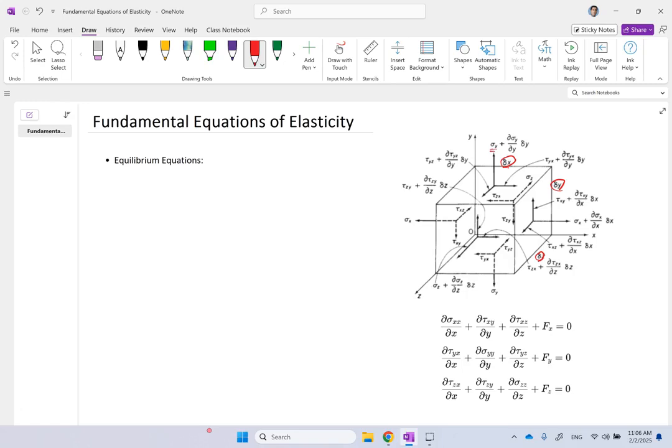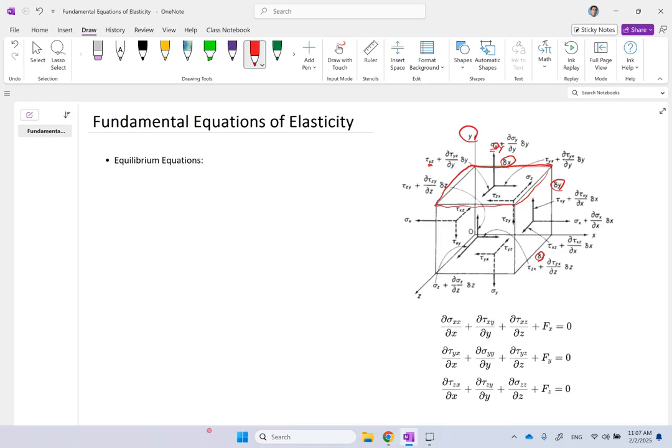So for instance, if you look at this top face here, you can see that the vector normal to this face is the y-axis. So any stress component on this face, the first component of it is a y. So it's sigma yy, or just sigma y, and then the taus, if you look at them, this is tau yz, and this one is tau yx.